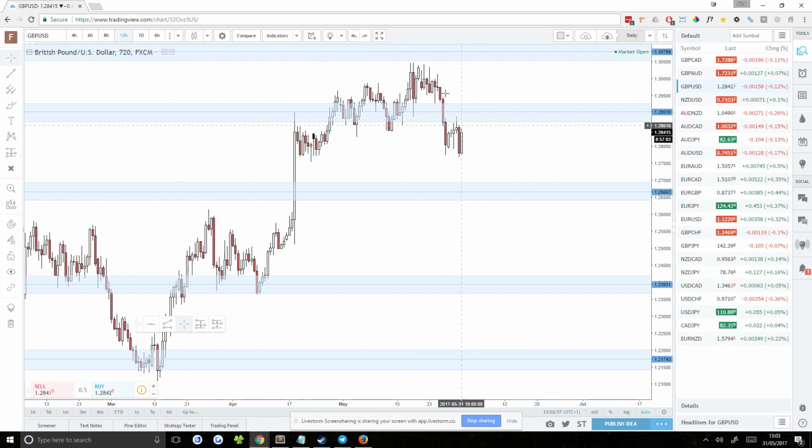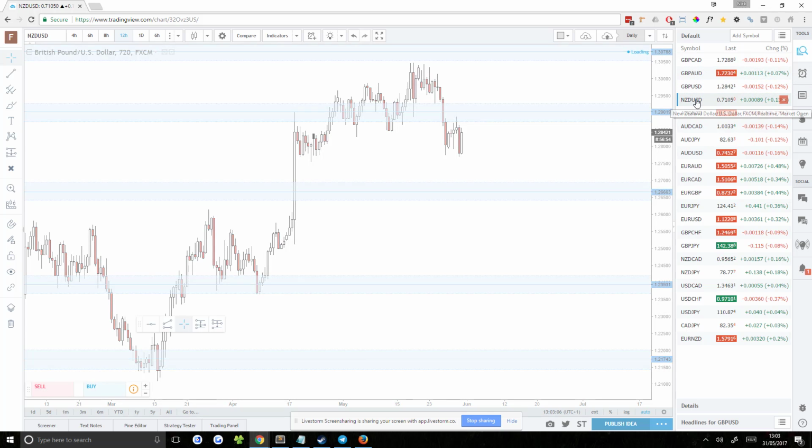But we could be getting in at the start of a new bearish trend on the pound. So the pound dropping would be ideal. That's what I wanted to see. So pretty much the same as yesterday on GBPCAD, GBPAUD, and GBPUSD.